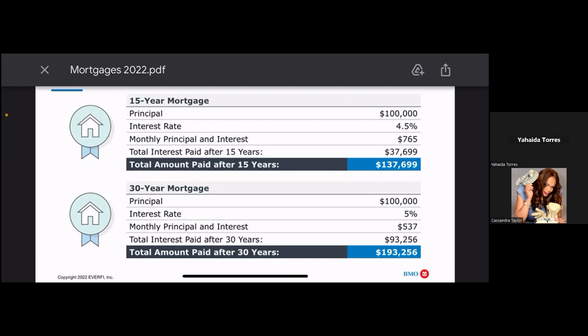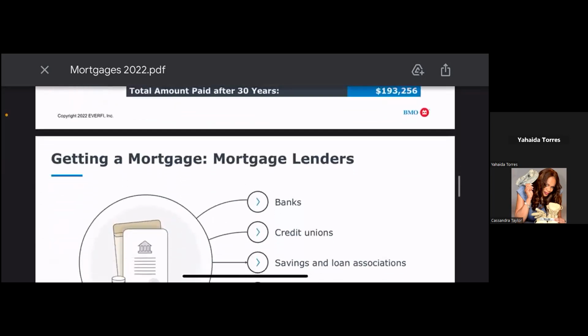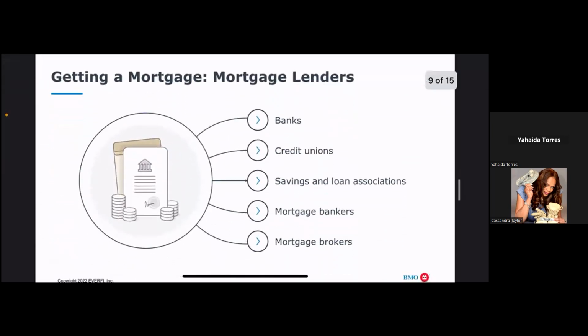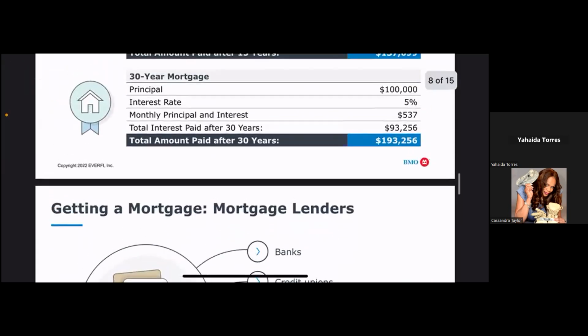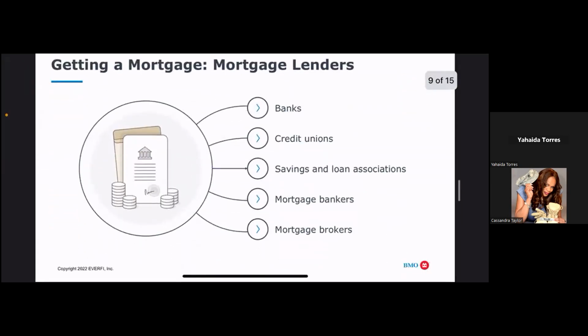Keep in mind, if your lender offers a biweekly payment, This is Cassandra. There you go. I was about to ask you, did you change the slide? I'm sorry. No, it was still the same. It's still the same slide, but I'll move it so you guys can.